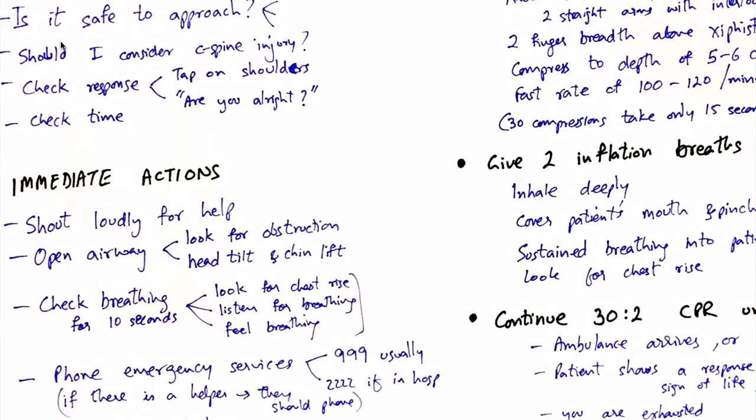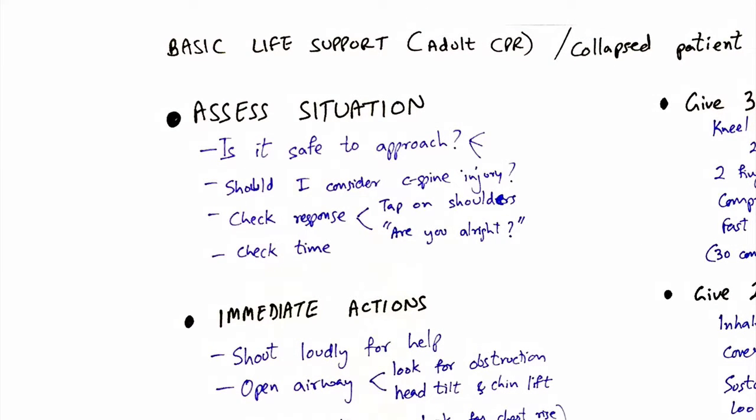First step, assess the situation. Is it safe to approach? Sometimes in the exam they will put unsafe things around the mannequin. If so, just remove them. In this situation, is it safe on the road, or is the patient on the side of a road? Should I consider C-spine injury? The question has already answered that.